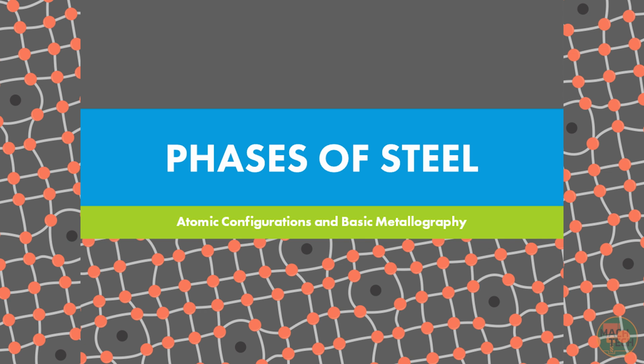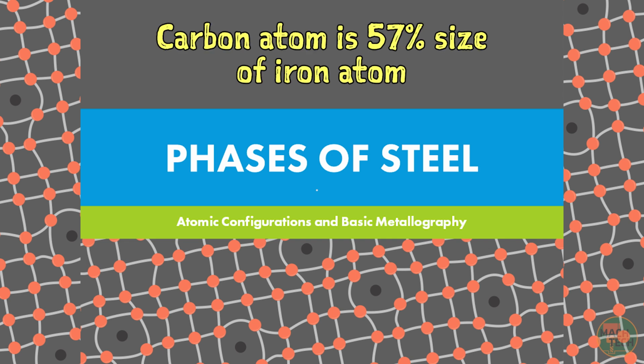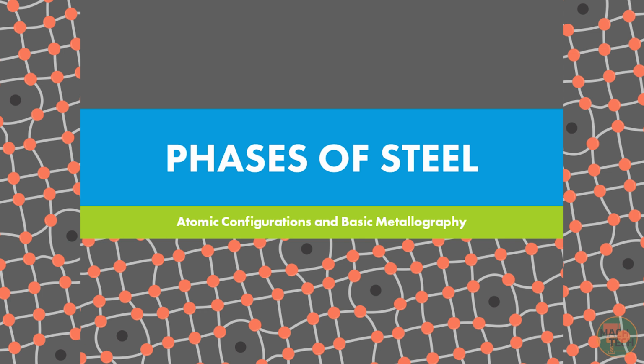One of the things that makes steel unique is that it has multiple phases. These are different microstructural arrangements of iron and carbon. Part of the reason that steel can arrange in different phases is that iron is what we call allotropic. I think that's how you pronounce that. Meaning that it can exist in multiple physical forms or atomic configurations. The other reason is that carbon is the perfect size to fit between the iron atoms in those configurations, as already mentioned earlier. Let's take a look at these phases.